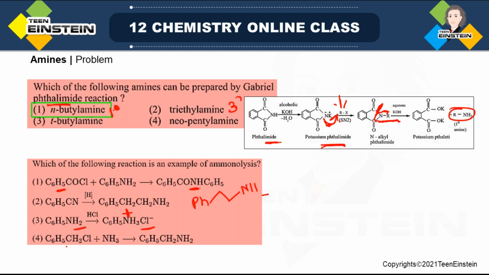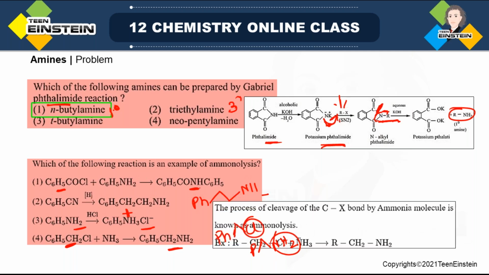And the last reaction, you have C6H5CH2Cl. That means you have this molecule, benzyl chloride. Benzyl chloride, when treated with ammonia, then what you will get? You will get C6H5CH2NH2. That means PhCH2NH2. So net reaction is that you are replacing Cl, that is the halide, with NH2 in presence of ammonia. So this is actually the ammonolysis reaction.